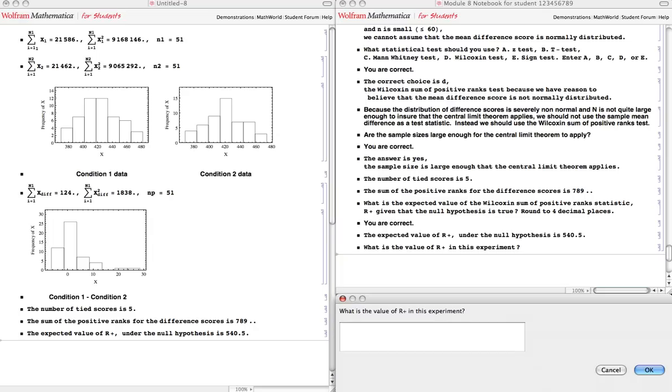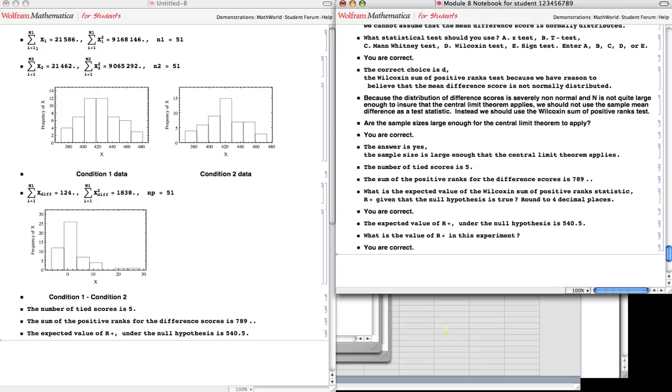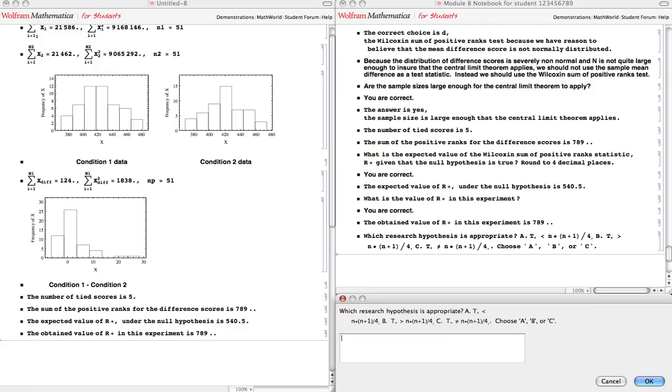Alright, what is the value of the sum of positive ranks in this experiment? Let's see what the value is of the sum of positive ranks. I believe we were told this in an earlier step. It's 789, so I'm just going to put that in there.